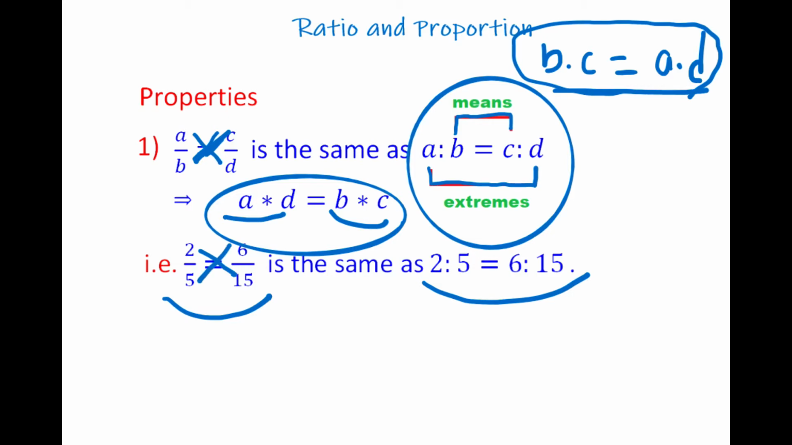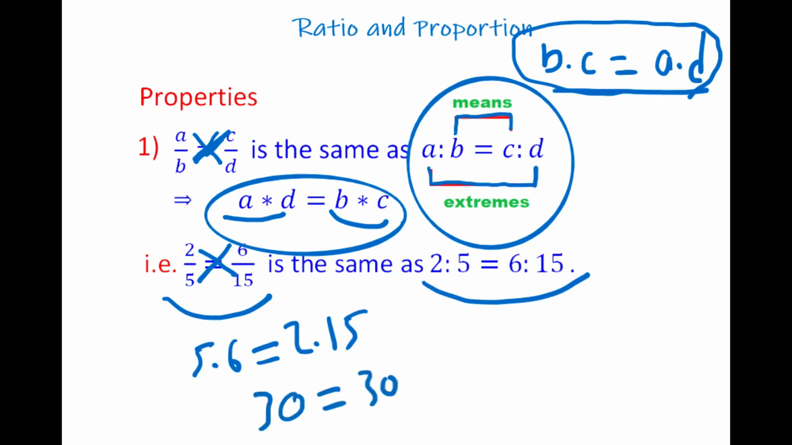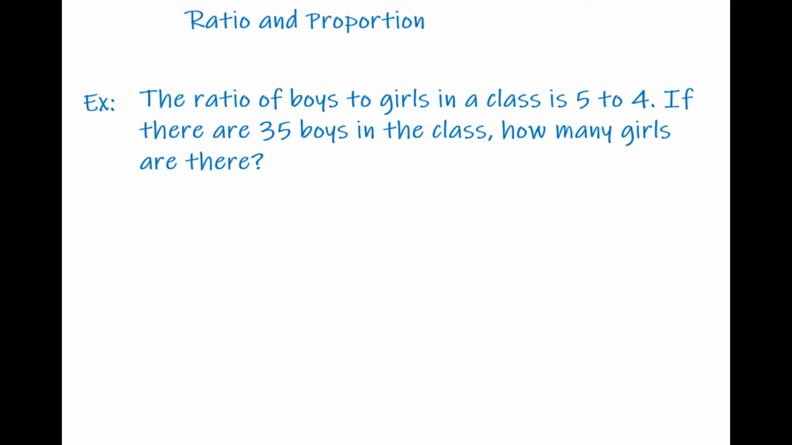So if you multiply 5 by 6, then is it equal to 2 times 15, guys? The left side is going to be 30 and the right side is going to be 30. So that means the proportions are equal to each other. And we can talk about such a property. And we have our first example, guys.